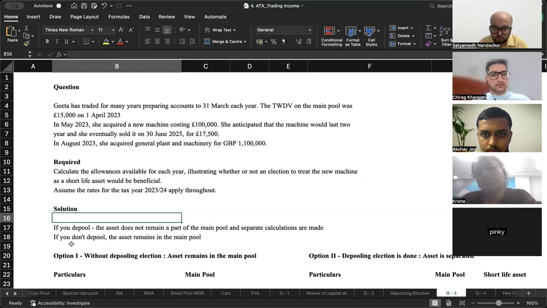See, if you depool, the asset does not remain a part of the main pool and separate calculations are made. If you don't depool, then the asset remains a part of the main pool. Opening TWDV was 15,000. In May 23, you acquired an asset worth 1 lakh.